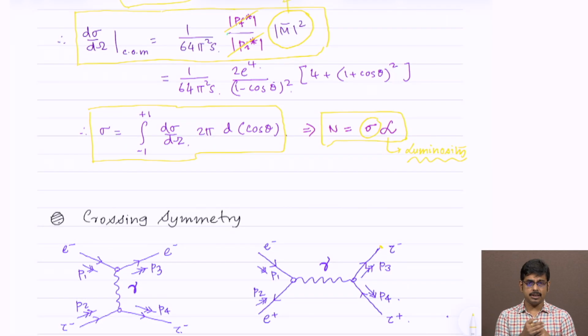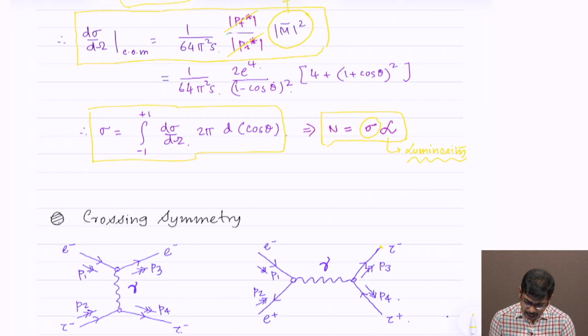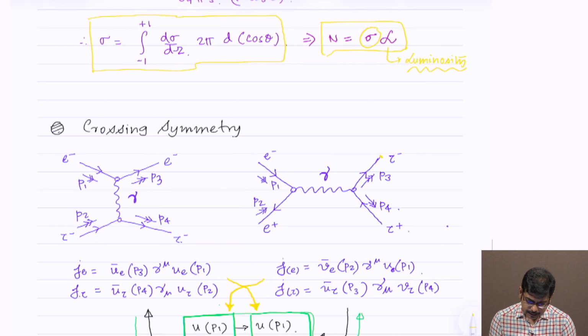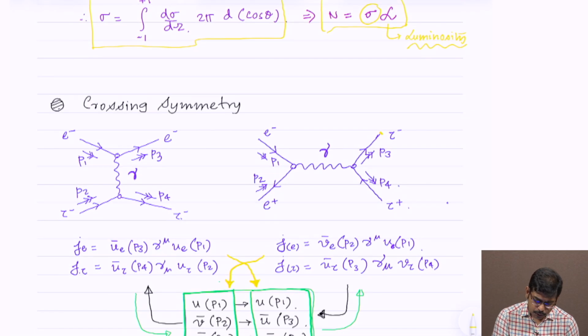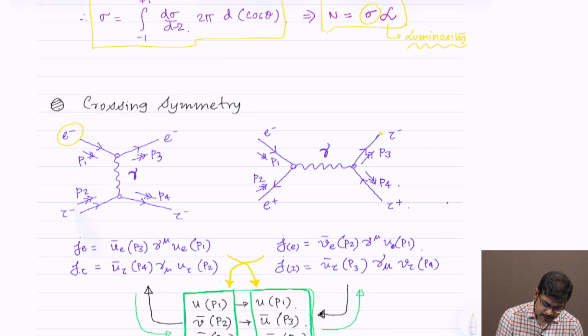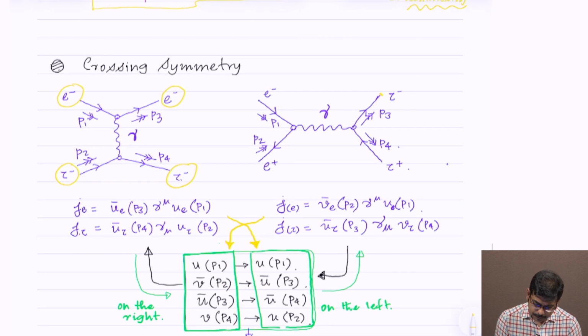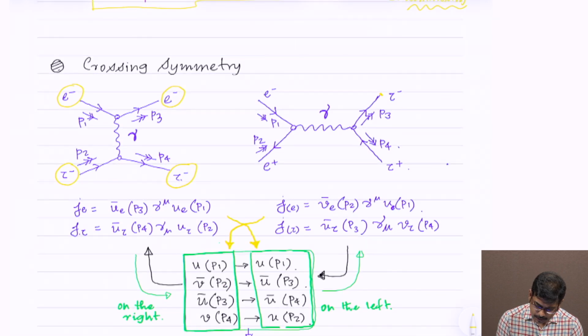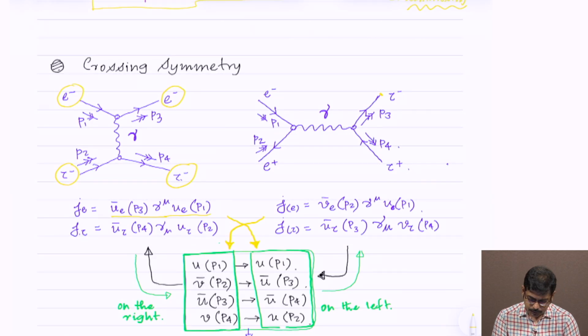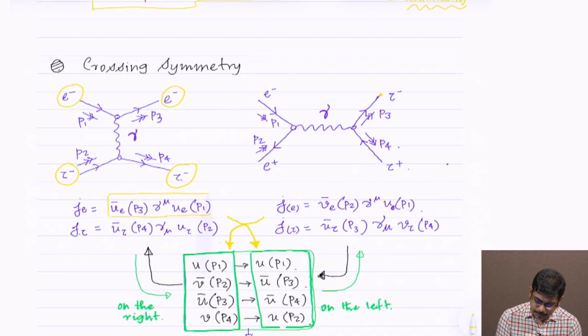There is one interesting last point with which I would like to end this lecture. Once you know this e minus tau minus collision to produce e minus tau minus, you see that for this particular process the electron current was defined by u_e bar P3 gamma mu u_e P1, which we have all been talking about. And similarly, the tau current that we had was u_tau bar P4 gamma mu u_tau P2.